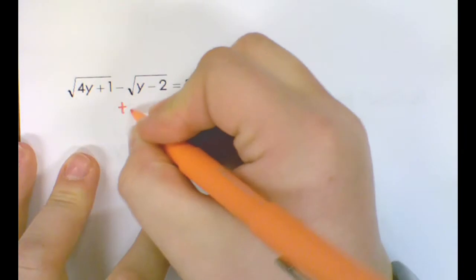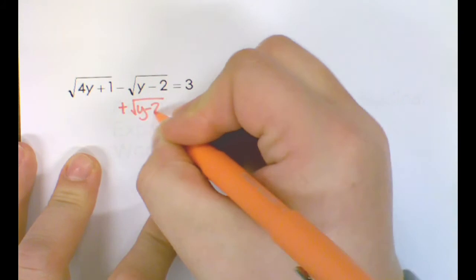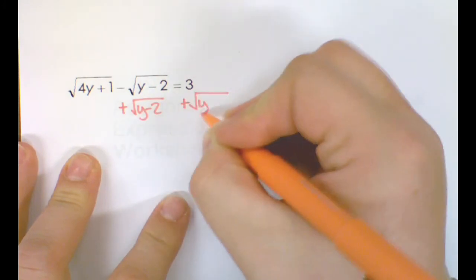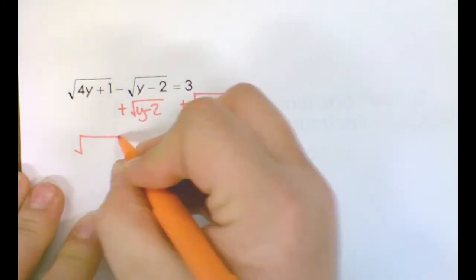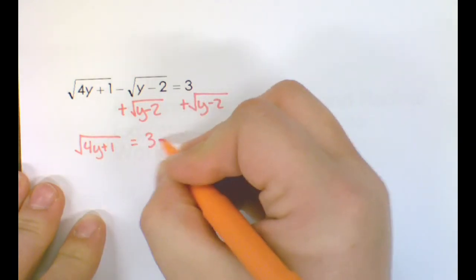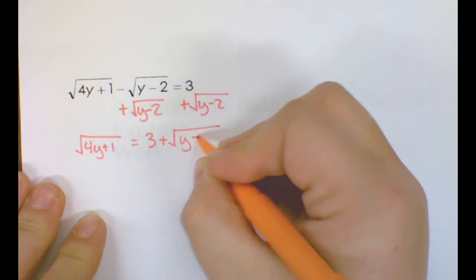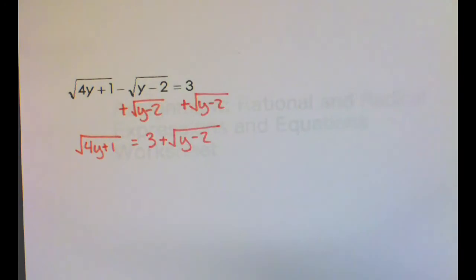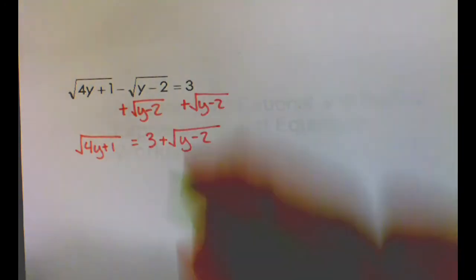All right, if you have 2 square roots, here's where we get really crazy. Get one of them alone. So I'm going to add the square root of y minus 2 over to the other side, giving me the square root of 4y plus 1 equals 3 plus the square root of y minus 2. Now we square both sides.